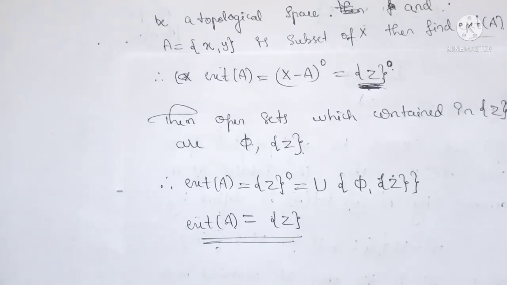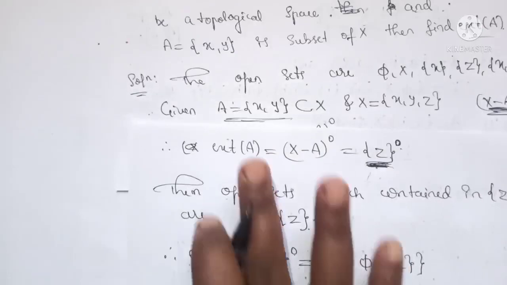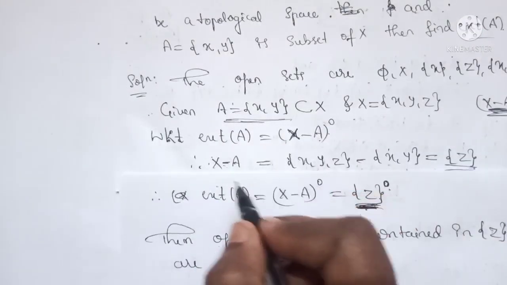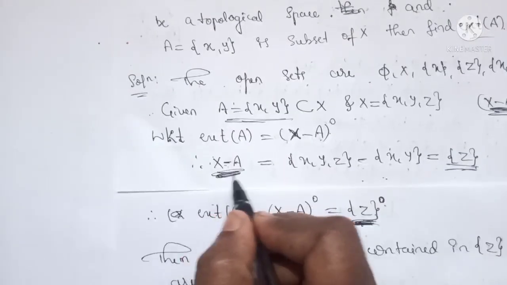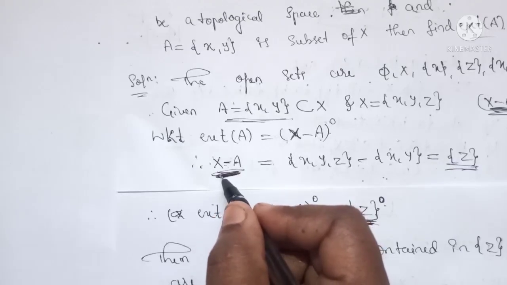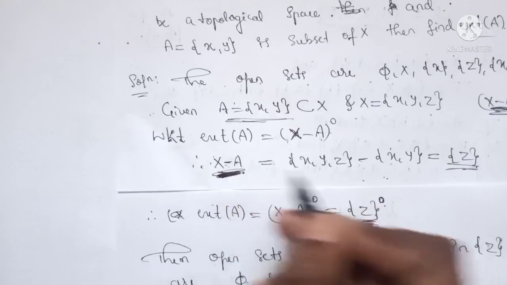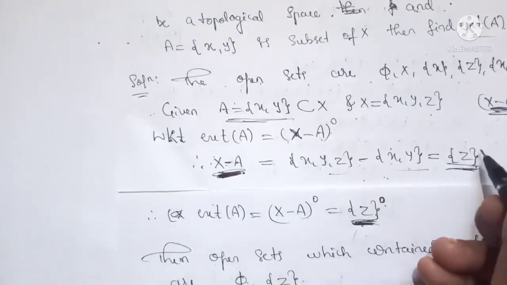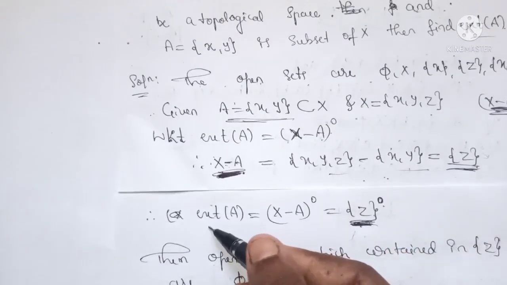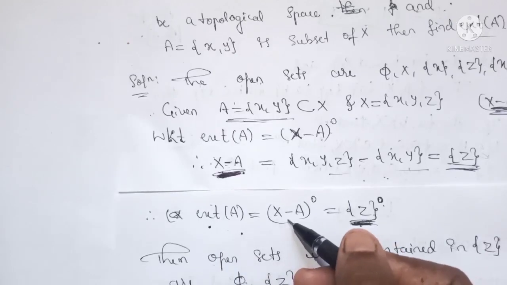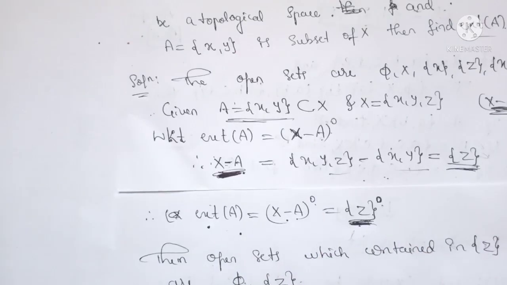Got this one? It's very simple. Before going to find the exterior, first we need to calculate this X minus A, the complement of this A. First we find X minus A, then we take its interior. So exterior is given by (X minus A) interior, right?